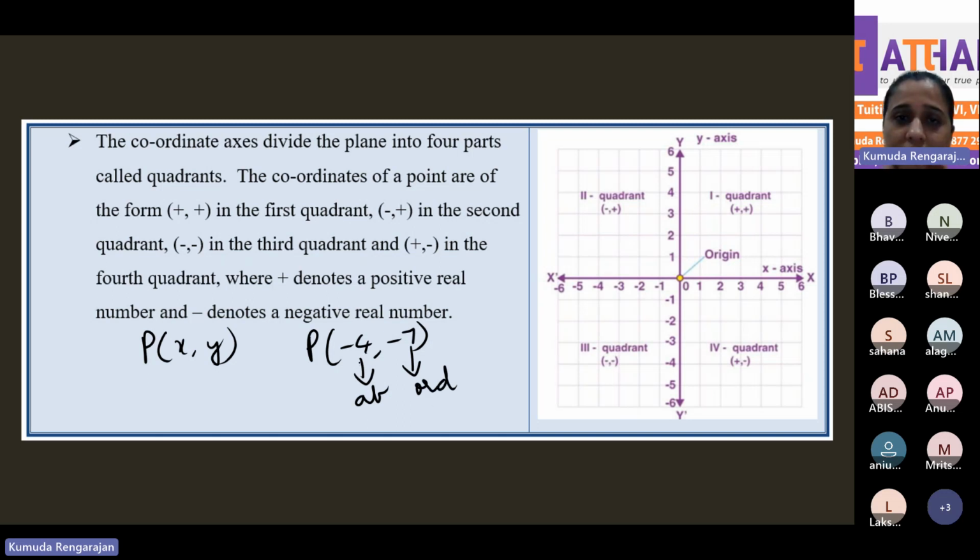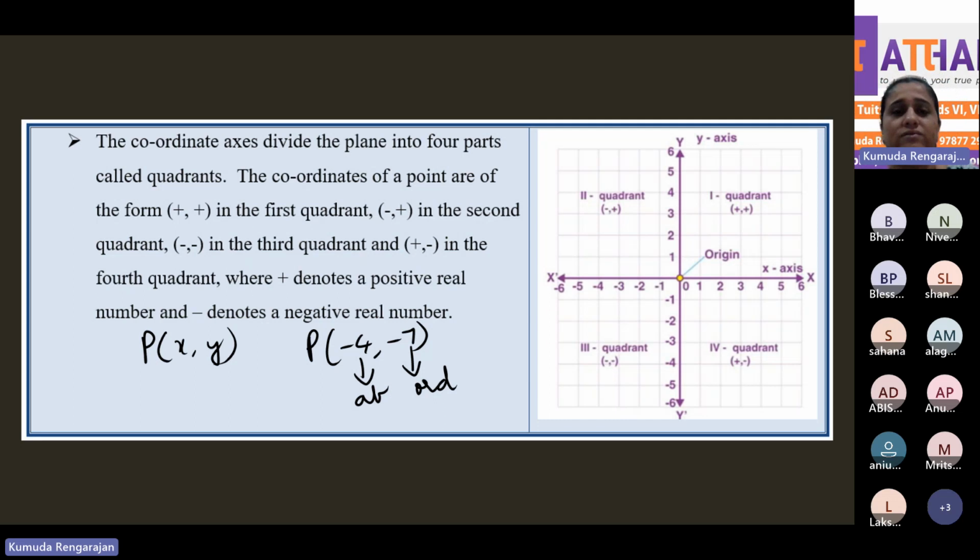Now the X coordinate, we're just recalling. I'm not saying anything new. The X coordinate represents the perpendicular distance of the point P from the Y axis. And distance is not negative. Distance is always positive. So you will not say -4 units. You will say 4 units. Distance is positive. The X coordinate is -4, and it represents the perpendicular distance of the point P from the Y axis, which is 4 units, not -4.